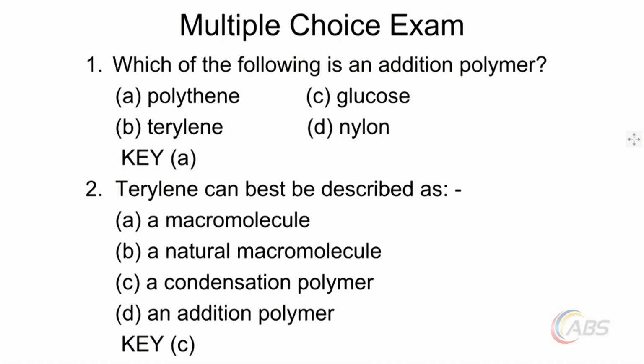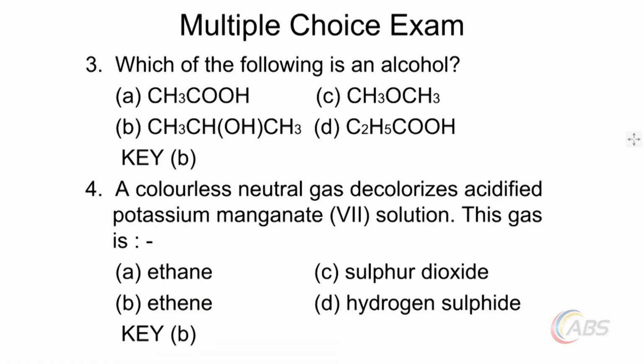Terylene can best be described as A, a macromolecule, B, a natural macromolecule, C, a condensation polymer, D, an addition polymer. Of course, the answer is C, a condensation polymer.